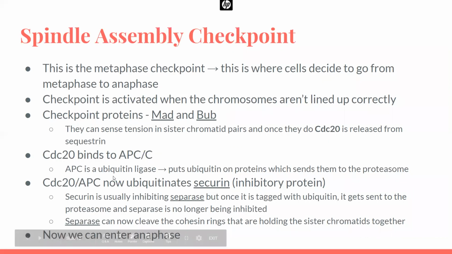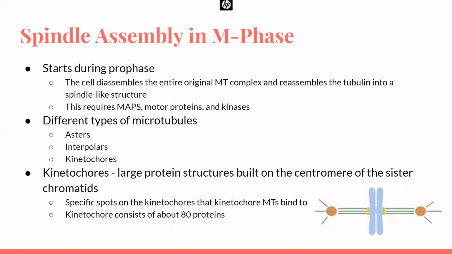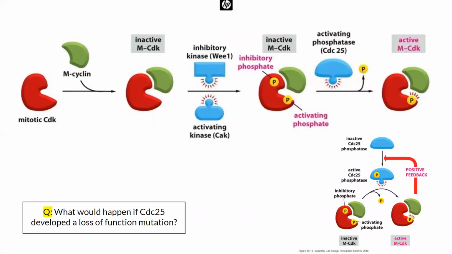All right. So now we're at this checkpoint. The spindle assembly checkpoint is the metaphase checkpoint. So now we're going to go from metaphase to anaphase. This is where the cells make that decision to go from metaphase to anaphase. The checkpoint is activated when the chromosomes aren't lined up correctly. Which is important because if we went back to, where was it?